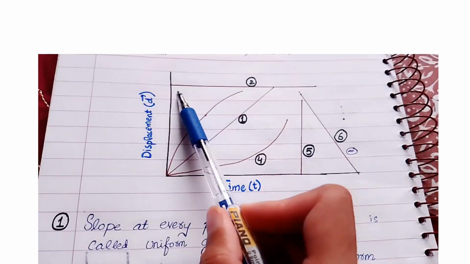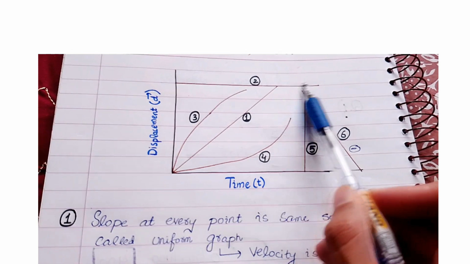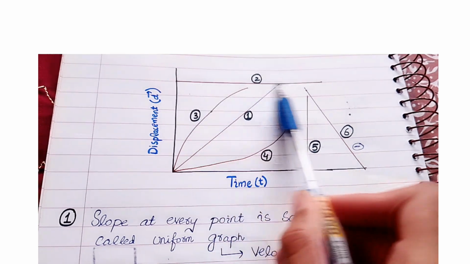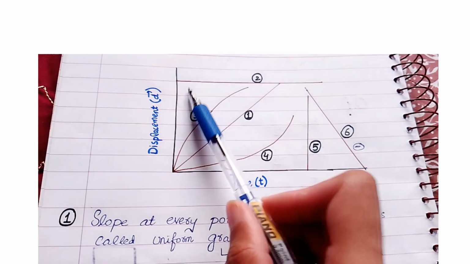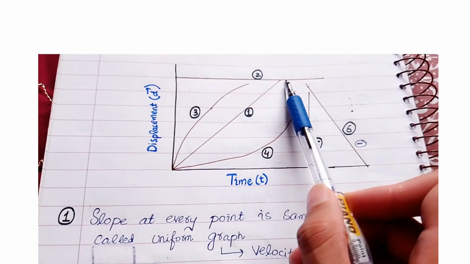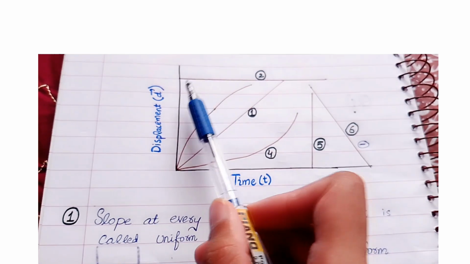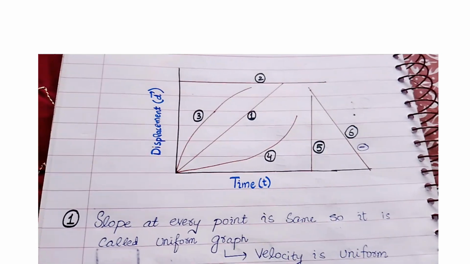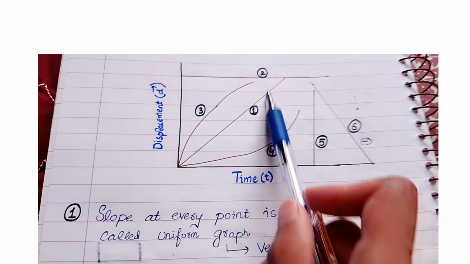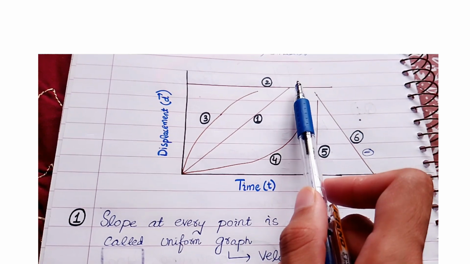When the graph is a horizontal straight line, we will say that the slope is 0. So if a horizontal line is placed and we need to calculate the velocity, we calculate the slope, and its slope will be 0, its velocity will be 0. You can see time is increasing but displacement is not changing. Displacement is the same all the time, so the car, the object, is at rest.